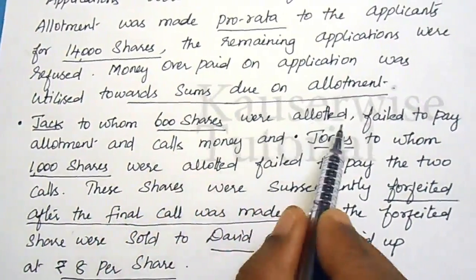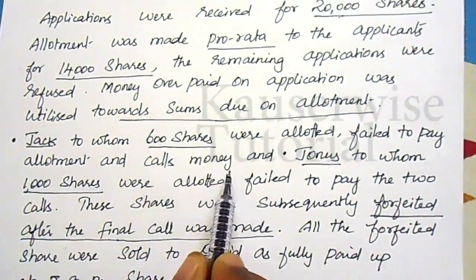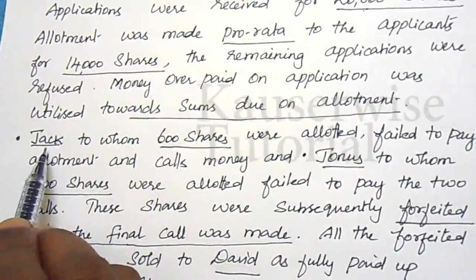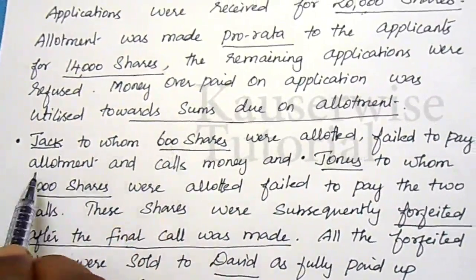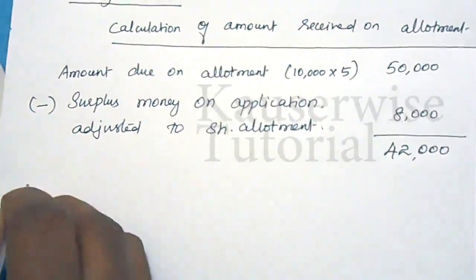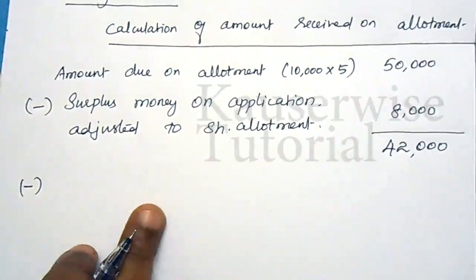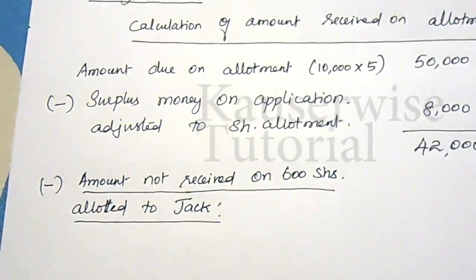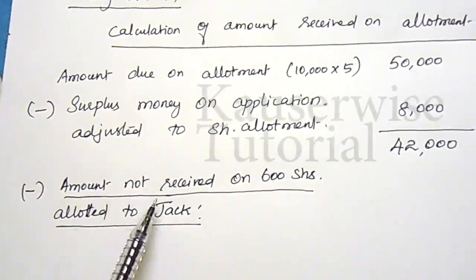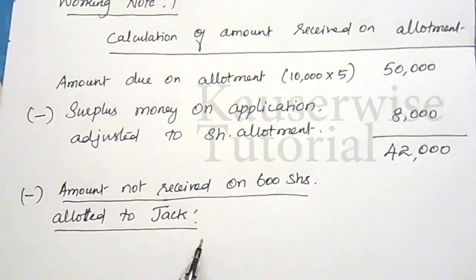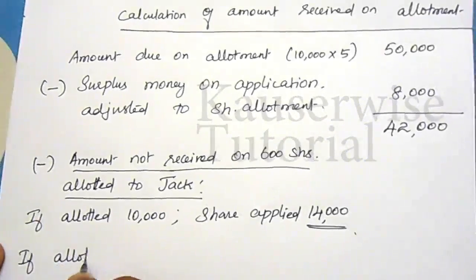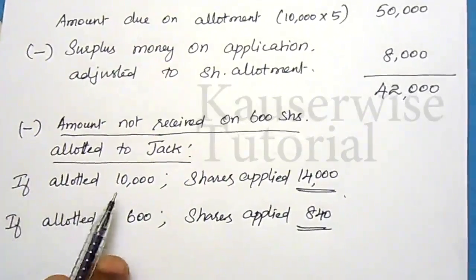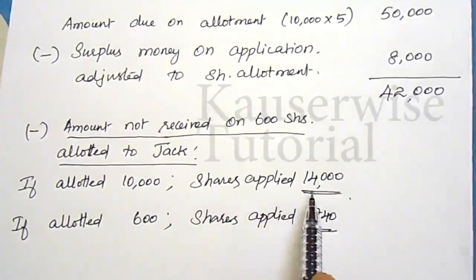Jack, to whom 600 shares were allotted, failed to pay allotment and call money. Now we are calculating the amount received on allotment. In that, the holder of 600 shares, Jack, has failed to pay on allotment. So from 42,000 you have to subtract the amount not received on 600 shares allotted to Jack. This calculation is required in order to find how many shares were applied for by Jack, because the company allotted him 600 shares. So you need to find how many shares were applied for by Jack. See, this problem is pro-rata allotment. The company allotted only 10,000 shares, but the shares applied for are 14,000.